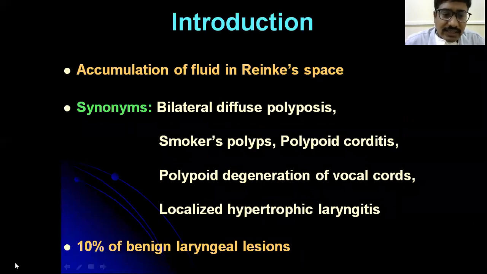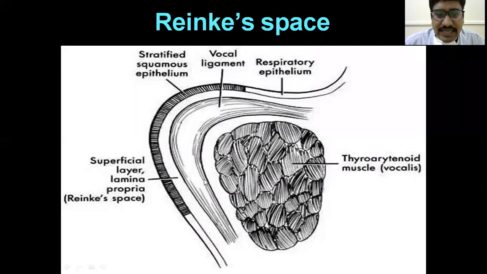Okay, so Reinke's edema is a benign lesion. This is Reinke's space. Reinke's space is the subepithelial space. The epithelium of the vocal cord is stratified squamous epithelium. Below this is Reinke's space, which is the superficial layer of the lamina propria. So rupture of blood vessels in Reinke's space causes accumulation of fluid in the subepithelial space, which is called Reinke's edema.